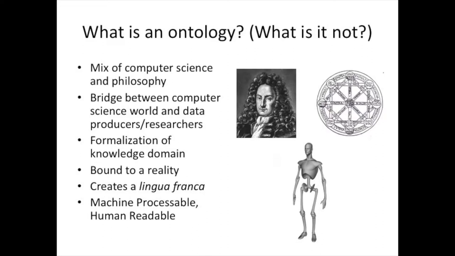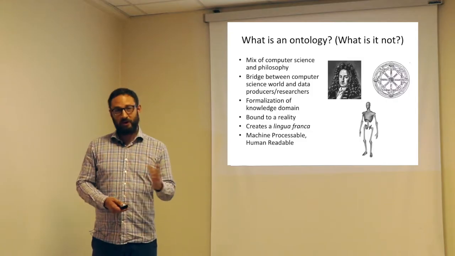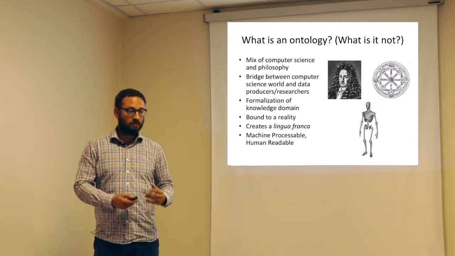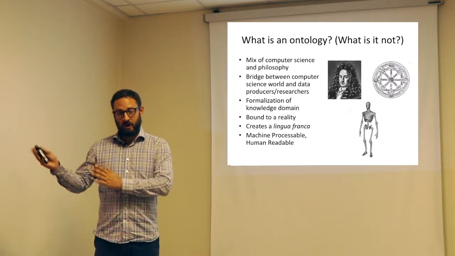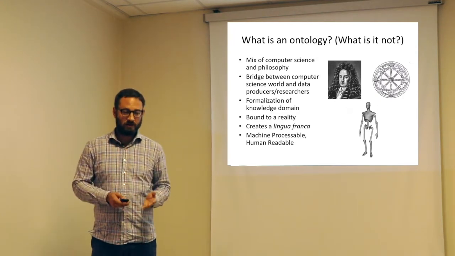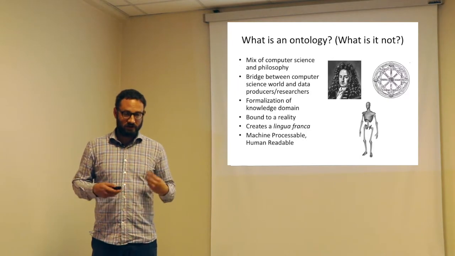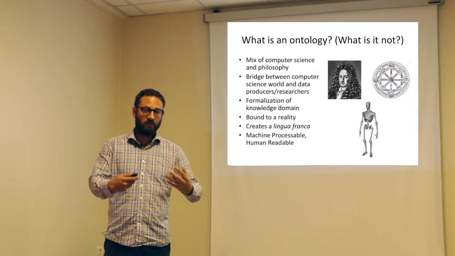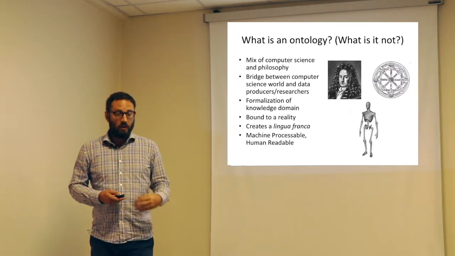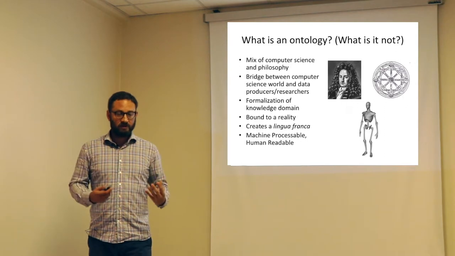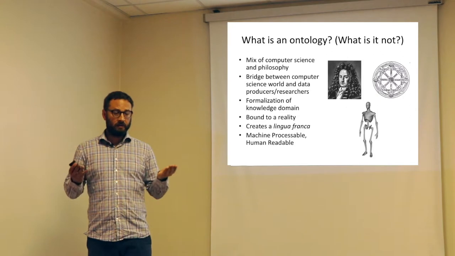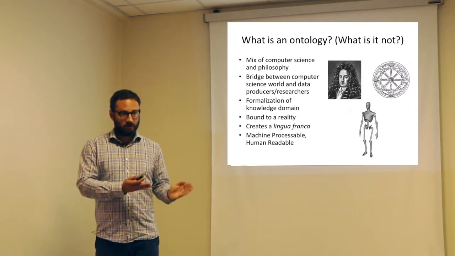So, formal ontology is in the end not just a mix of computer scientists and philosophers, but computer scientists, philosophers, and researchers from particular domains like biology, medicine, cultural heritage, who have decided to come together and do this work of creating generic models for expressing the world of information that they're interested in. What it results in is a formalization of this knowledge into a particular data structure. And that data structure is bound to reality.